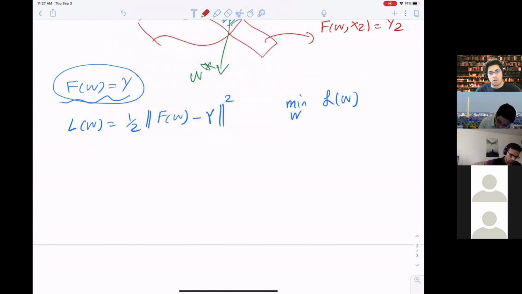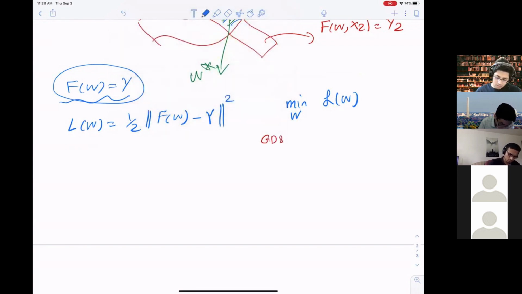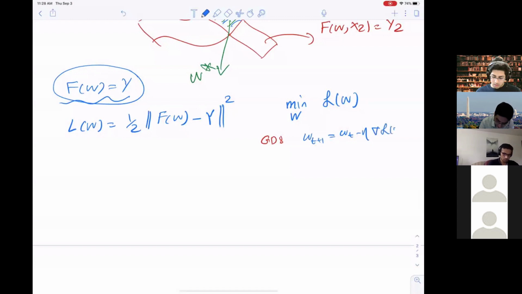So how I'm going to solve this? I'm going to use gradient descent to solve this. So what is the gradient descent update? I'm gonna start with some random initialization, and I'm gonna say my weights at iteration t+1 are equal to my weights at iteration t minus eta, which is my learning rate, times the gradient of my loss at w_t.